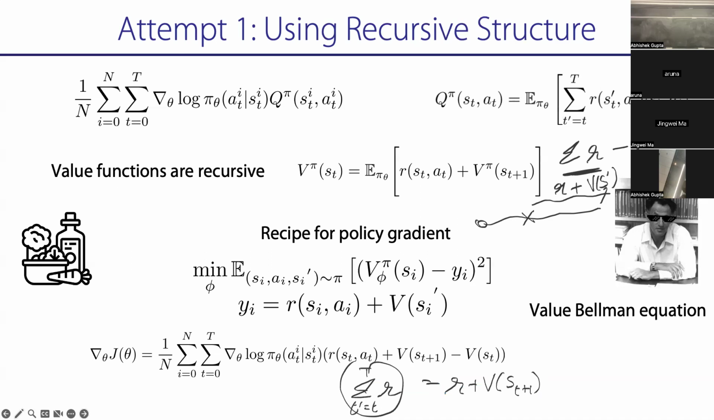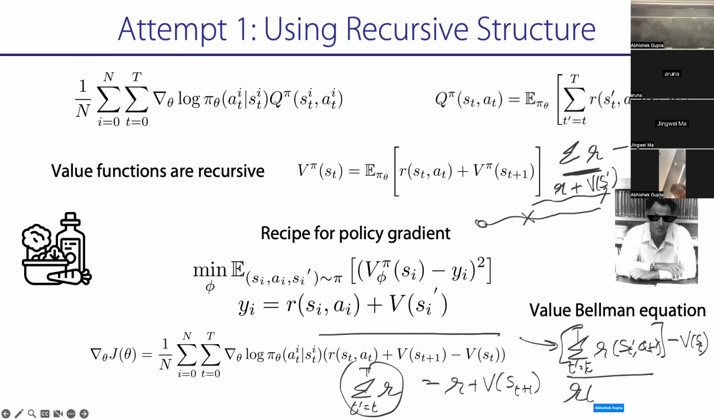So your previous policy gradient update was the sum of R(s_t', a_t') minus V of s_t. So it's the sum of rewards in the future minus the current value function, or your baseline. All we're saying is that the sum of rewards in the future can be thought of as the current reward plus the value function. So this is going to give us R(s_t, a_t) plus V(s_{t+1}).